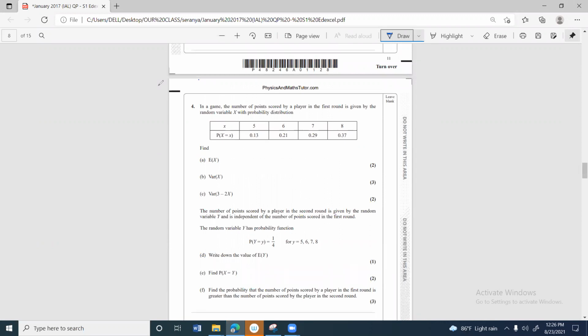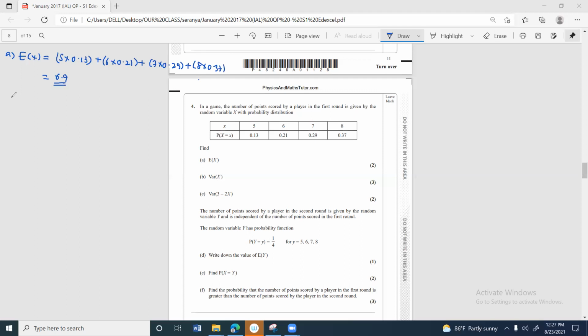Now let's come to this question. In a game, the number of points scored by a player in the first round is given by the random variable X with the probability distribution. The scores they can take are 5, 6, 7, and 8. The respective probabilities are 0.13, 0.21, 0.29, and 0.37. First we need to find E(X): 5 times 0.13 plus 6 times 0.21 plus 7 times 0.29 plus 8 times 0.37. Altogether you get E(X) as 6.9.